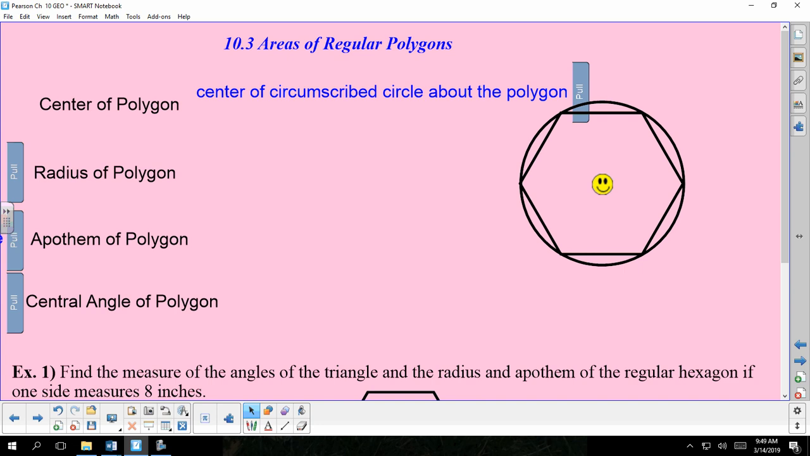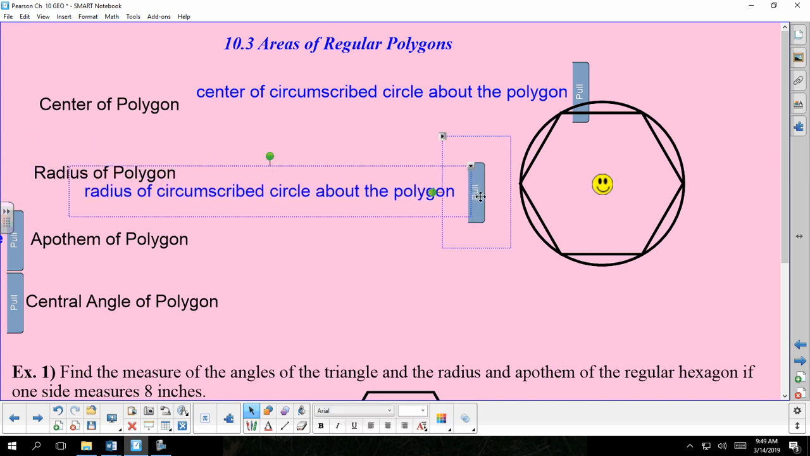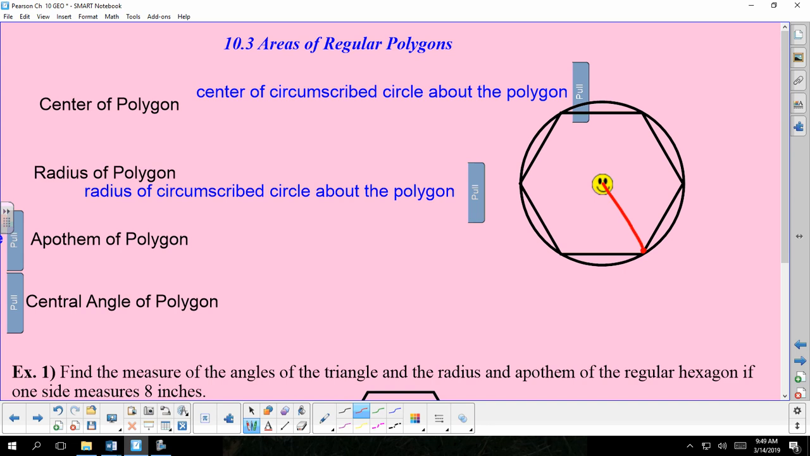Remember what circumscribed means. A circle is around the polygon and touches at each of the vertices. The radius of the polygon is simply the radius of that circle, the radius of the circle circumscribed about the polygon. So in this case, from our center to the end, there's our radius.